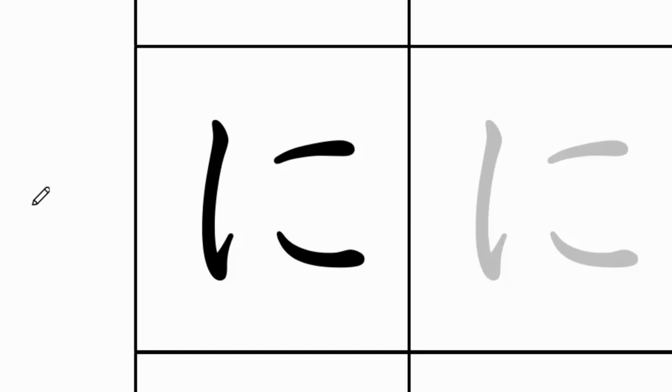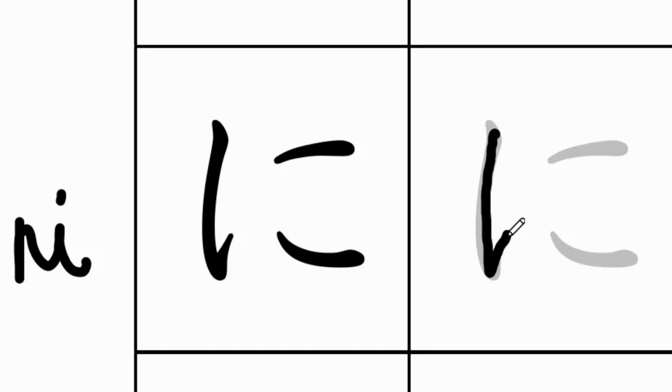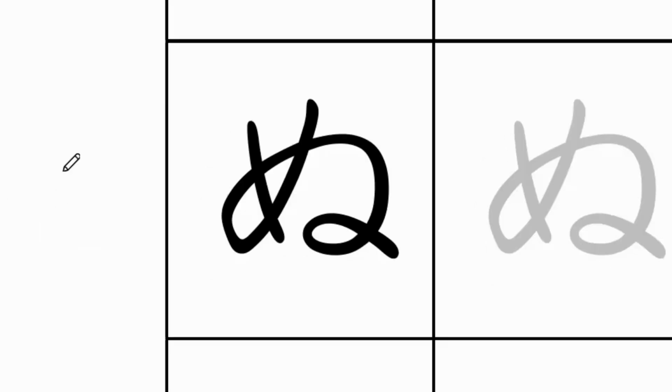The second character is Ni. This character has got 3 strokes. So let us see how to make them. The first stroke is like this. The second stroke is this. And the third stroke is this. This is Ni.